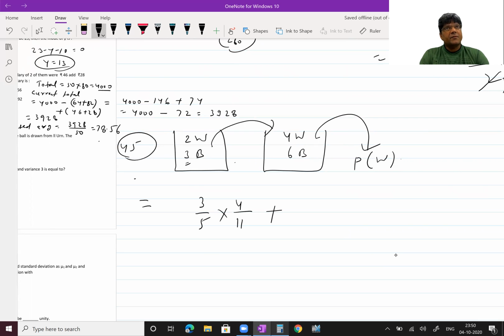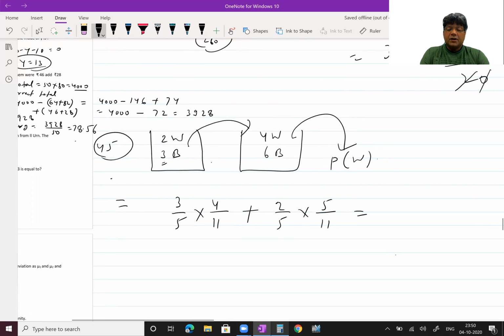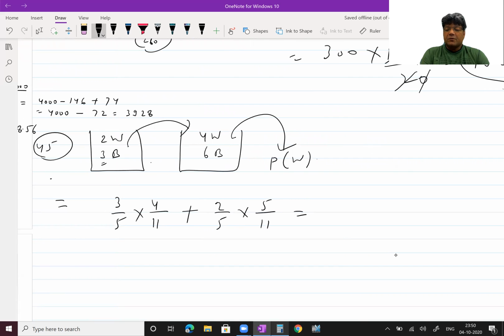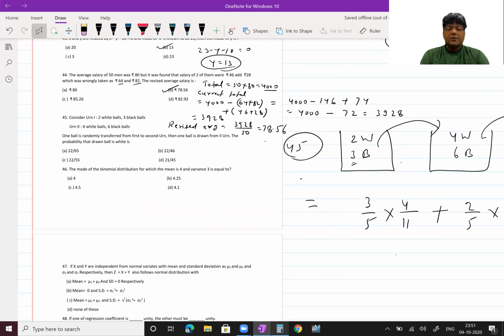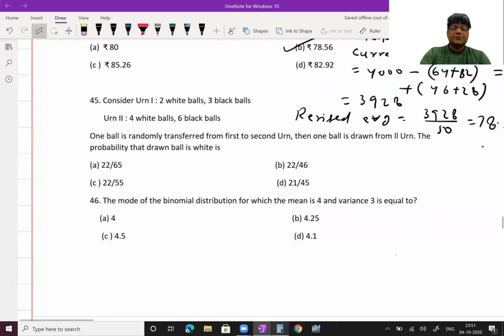Or means plus. What can happen? White may go. What is the chance of white going from first to second? 2 by 5. Now white going into the second means the configuration became 5 white, 6 black. So what's the chance of white coming? 5 divided by 11. The denominator is 55 fixed, numerator 12 plus 10, that is 22 divided by 55. Any option? 22 by 55, option C.